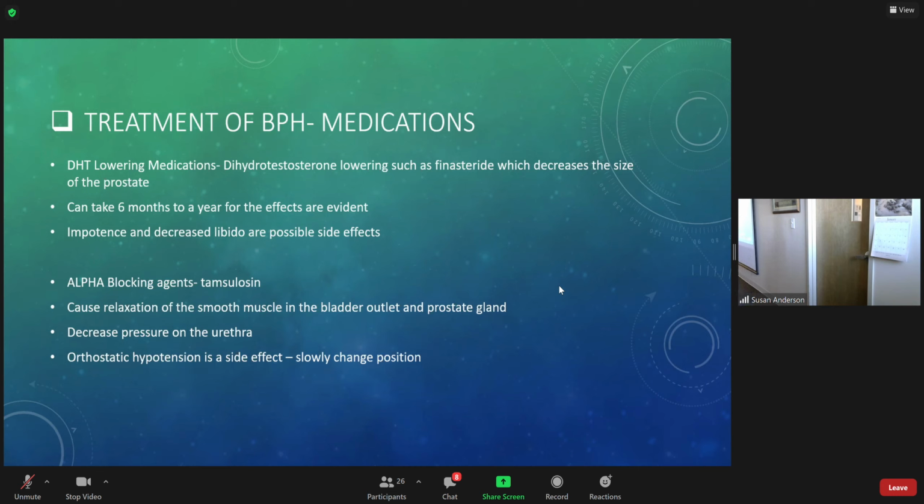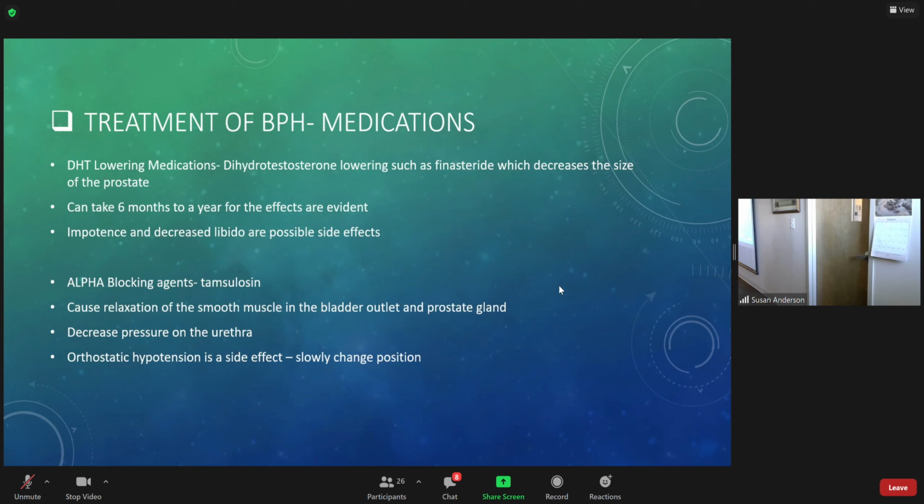You're going to think, okay, well, I'm on meds now. It doesn't happen. It takes 6 months up to a year. Impotence and decreased libido are possible side effects. So what do you think happens to the male that has those side effects? What's he going to do with the meds? Stop taking them, right? So you have to remember, I need to tell you these things. These are expected side effects. You need to let your doctor know if these side effects are happening and they're preventing you from wanting to take this medication, right? Because these are things that you're going to expect could possibly happen.